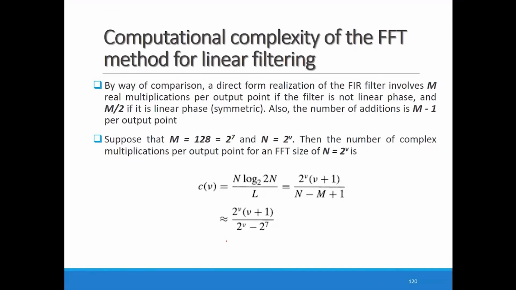Suppose we take m equal to 128, that is 2 raised to 7. Now we represent n equal to 2 raised to v. So what is the total number of complex multiplications per output data point if we implement this with the FFT? Because the main thing is multiplication, here we are interested only in the number of complex multiplications needed. So let us calculate that. This CV is nothing but the complex multiplication count, so it is n into log 2n.